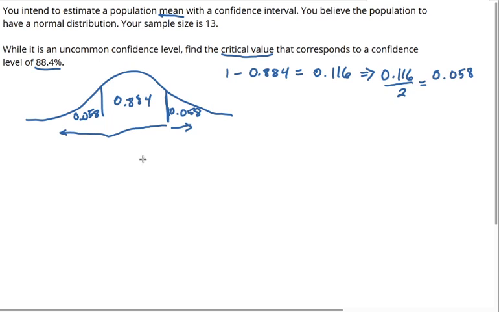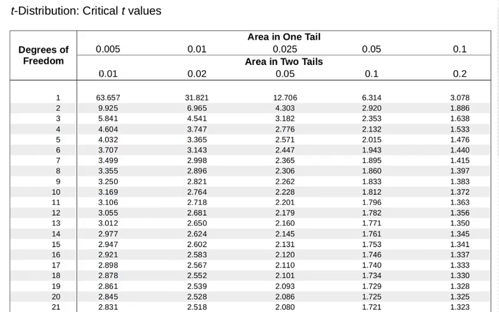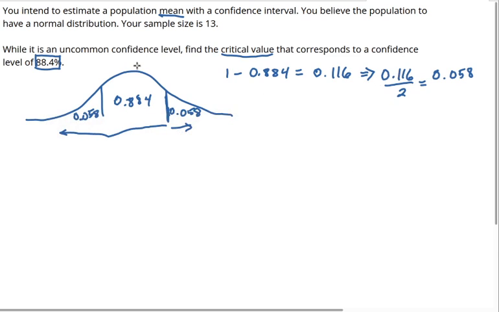So one way to do this, if we had a standard or common confidence level, is to go to the t-distribution table, and we would simply look up that remaining area 0.116 in the top row up here, area in 2 tails. But notice there is no 0.116 because this is an unusual or not common confidence level. So our only choice is to use some form of technology. Let's use a spreadsheet to find this.